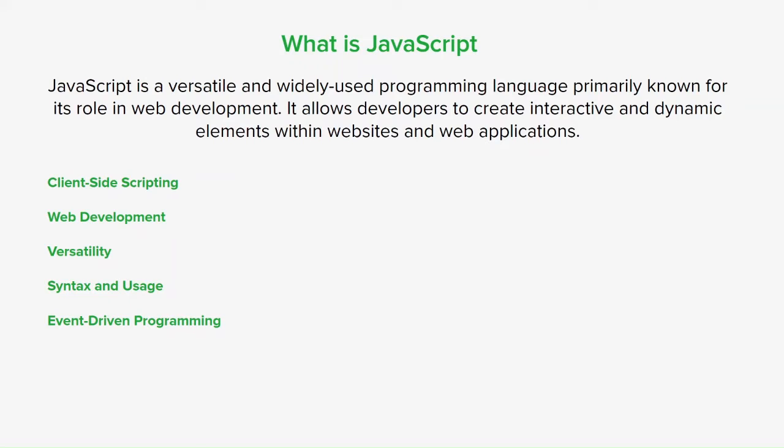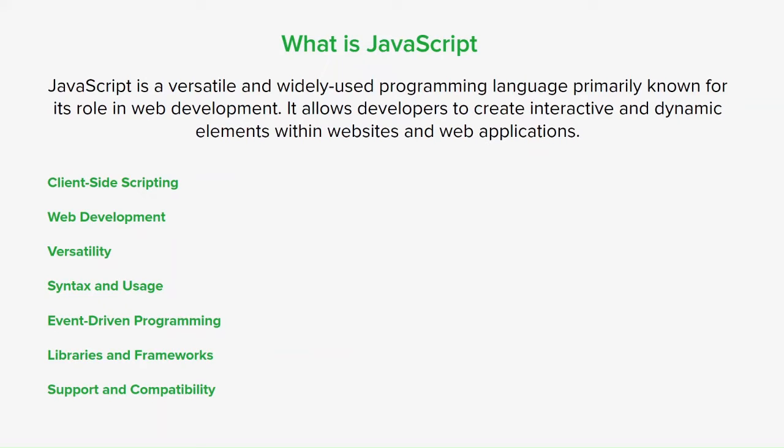JavaScript is event-driven, which means it responds to user actions and events like clicks, key presses, and mouse movements. Developers can write code that reacts to these events, making websites more interactive and user-friendly. There are numerous libraries and frameworks built on top of JavaScript, such as jQuery, React, Angular, and Vue.js. These tools provide developers with pre-built components and abstractions to simplify the process of building complex applications. JavaScript is supported by all major web browsers, making it highly compatible and accessible for users across different platforms.